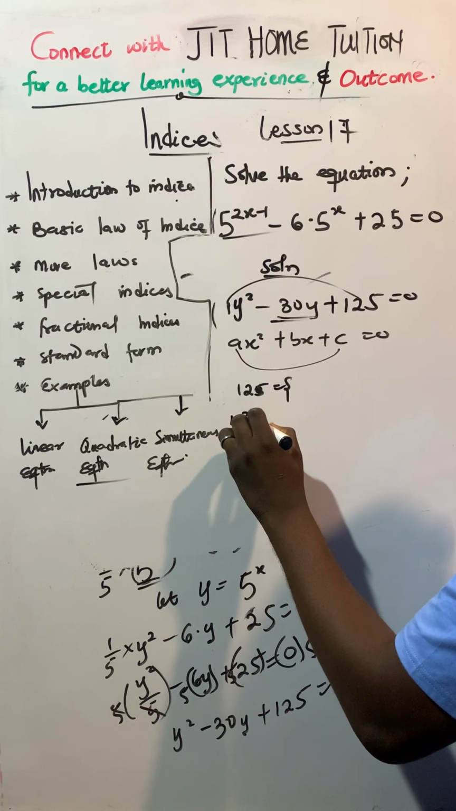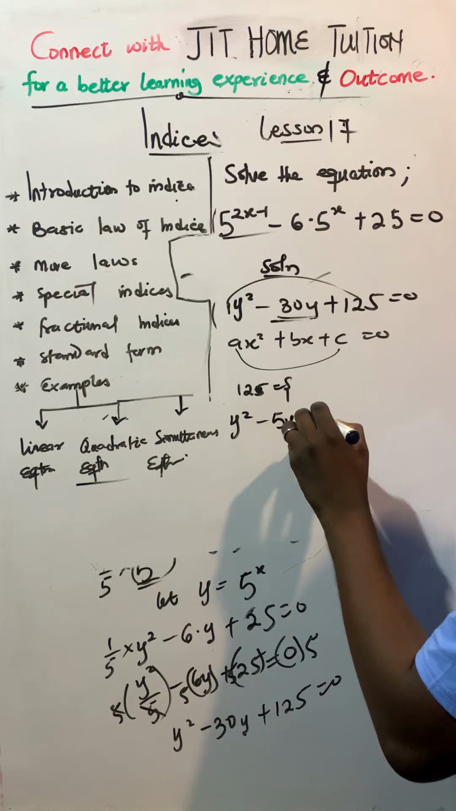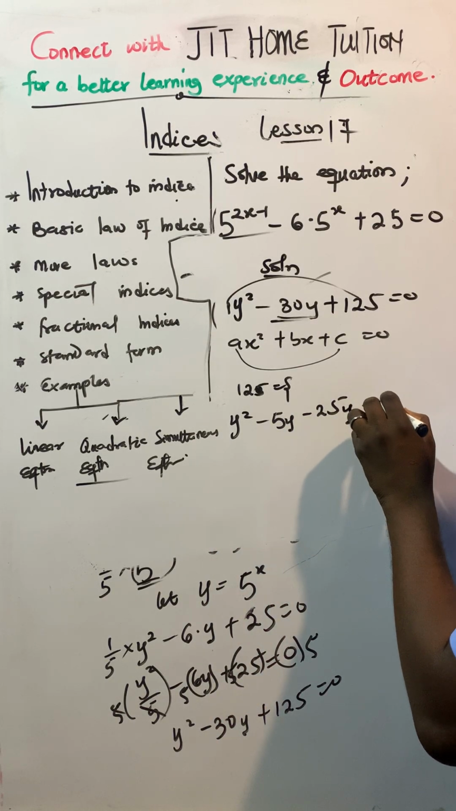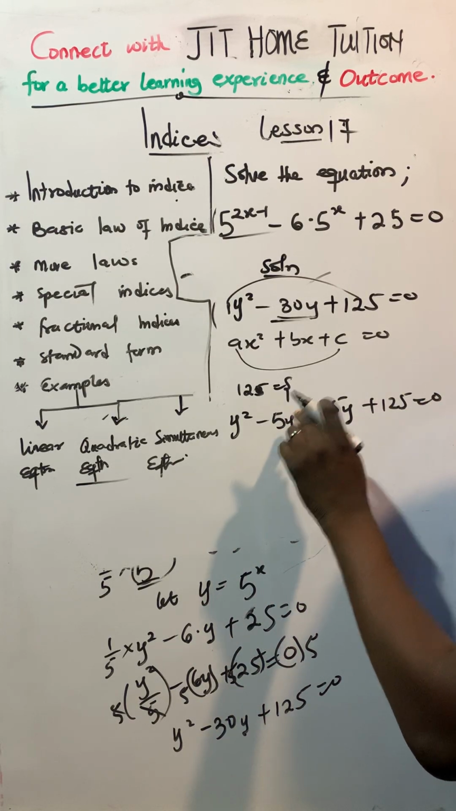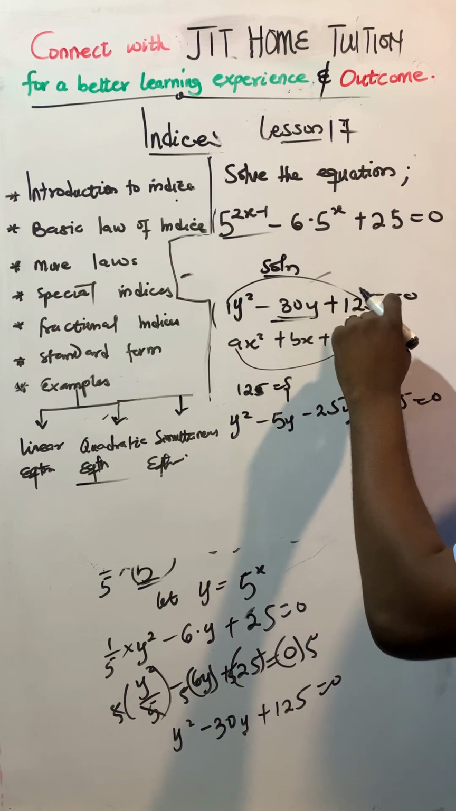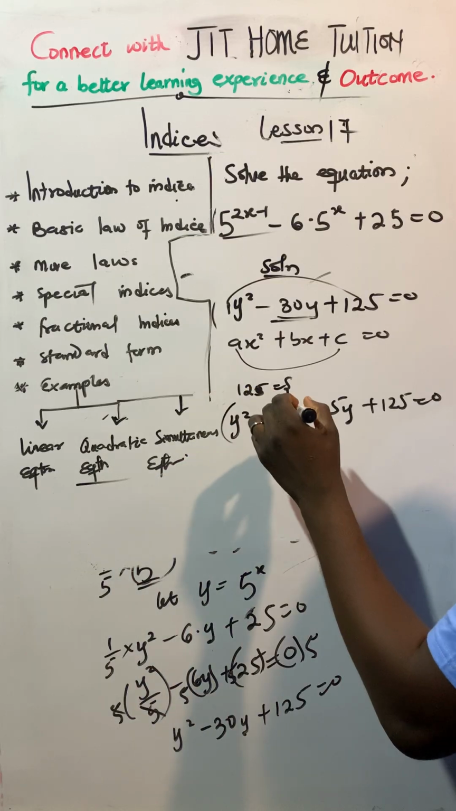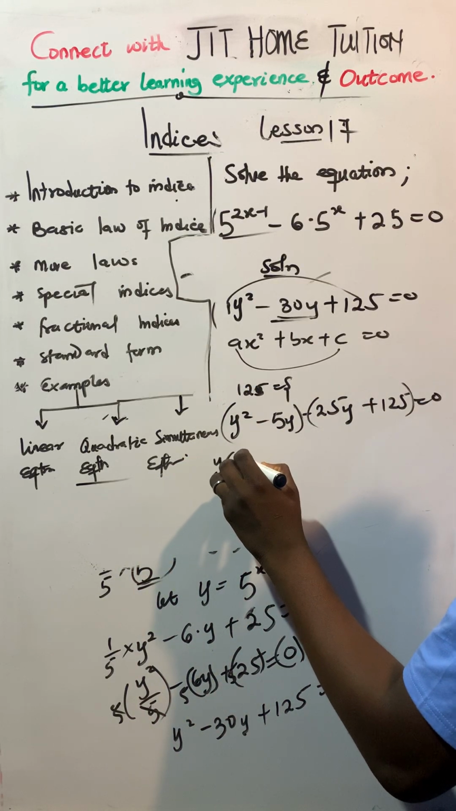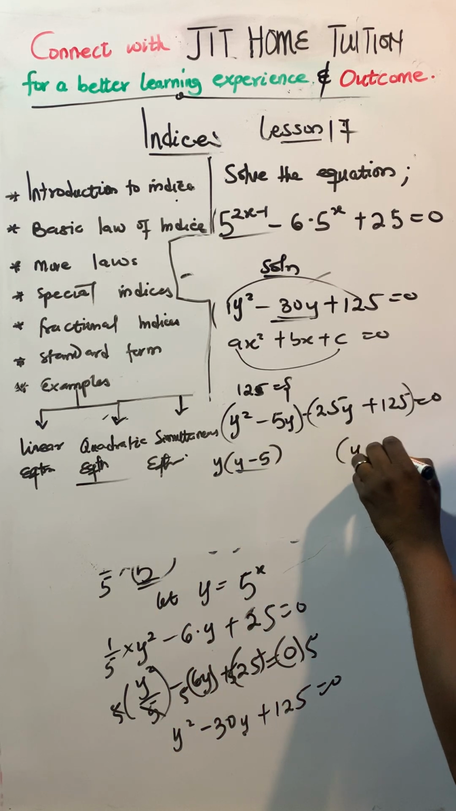And that will give you y squared minus 5y minus 25y plus 125 equal to 0. That is negative 5 times negative 25 will give you the 125. Then negative 5 plus negative 25 will give you the negative 30. Put these two in brackets. So y here, that will give you y outside, then you have y minus 5. Repeat the same thing over here, which is y minus 5.